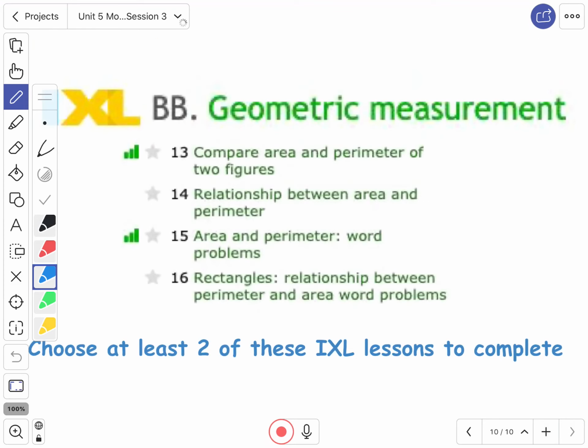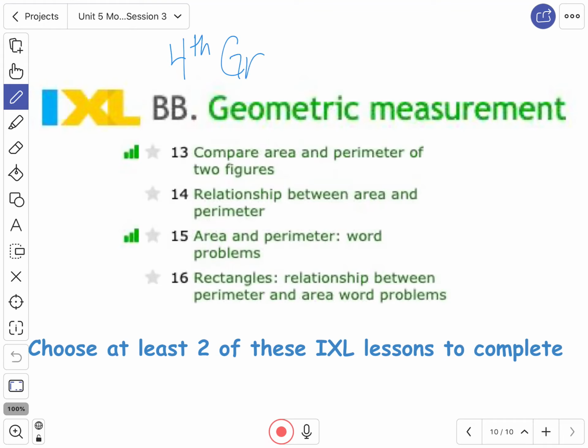And last but not least, boys and girls, the last thing that you're going to do is you're going to choose at least two of these IXL lessons to complete. So it's fourth grade math IXL, BB, which is geometric measurement, and you're going to do either BB 13, 14, 15, or 16. Choose 2 of them at least. If you want to do all 4, go right ahead. But just make sure you choose 2, okay? And that is the rest of your lesson for today, all right?